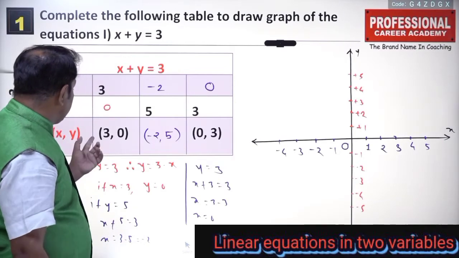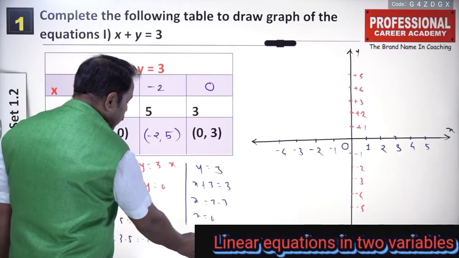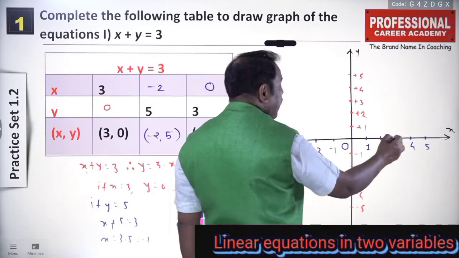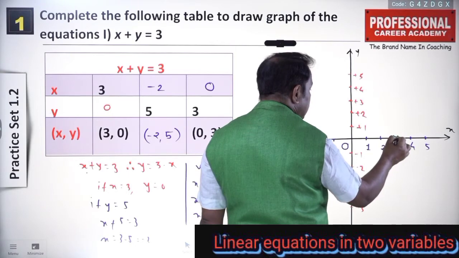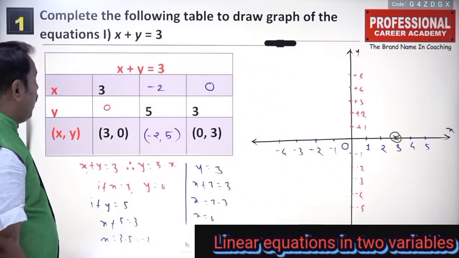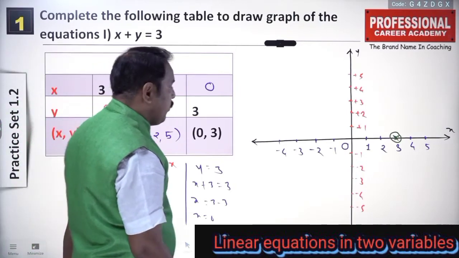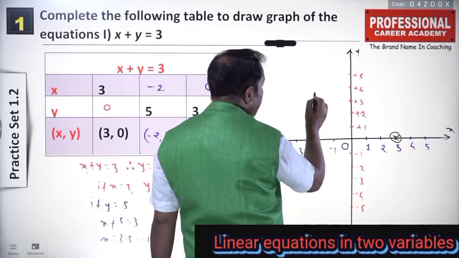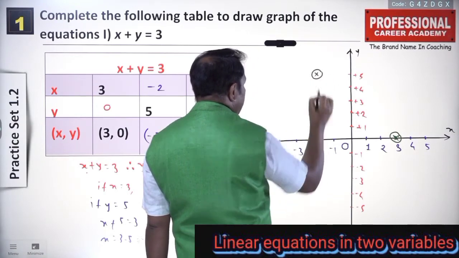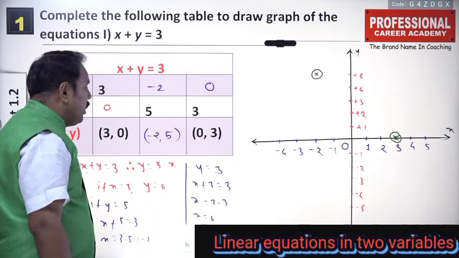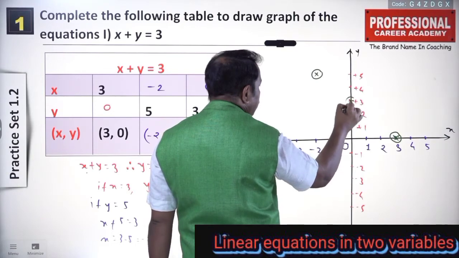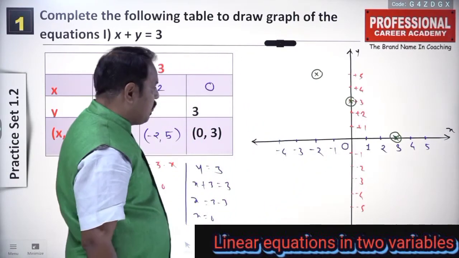Now plot the points. What is the first point? 3, 0. So here 3, 0 means this is the first point: 3 on the x-axis, 0 on the y-axis. Another one, minus 2, 5. Look at this. Here, this is the other one. Then 0, 3. 0, 3 means this is the third one. Right? These are the points.